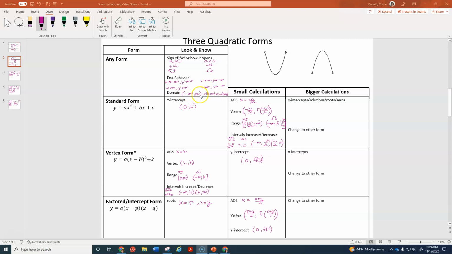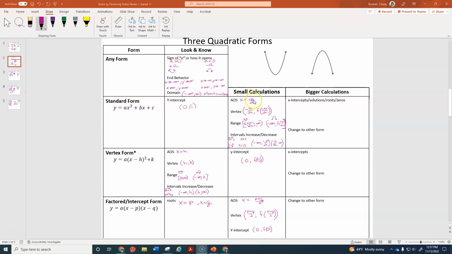The domain is always going to be all real numbers for parabolas that open up and down. So this should be pretty easy. Y-intercept is just this C value right here. So whatever that number is right there, that's going to be where it crosses the y-axis. Your axis of symmetry is found by finding negative b over 2a. So you take the number in front of the x, change its sign, and then divide it by 2 times the number in front of the a. That's what negative b over 2a means.